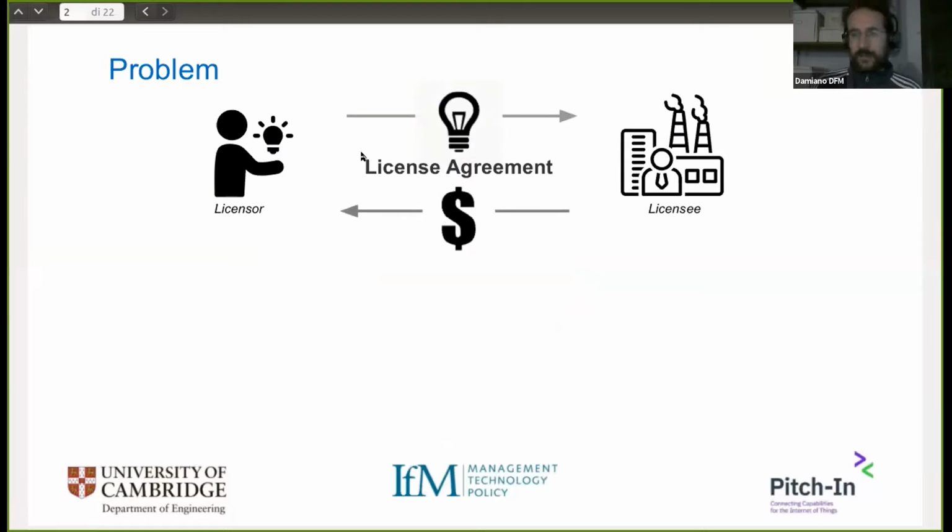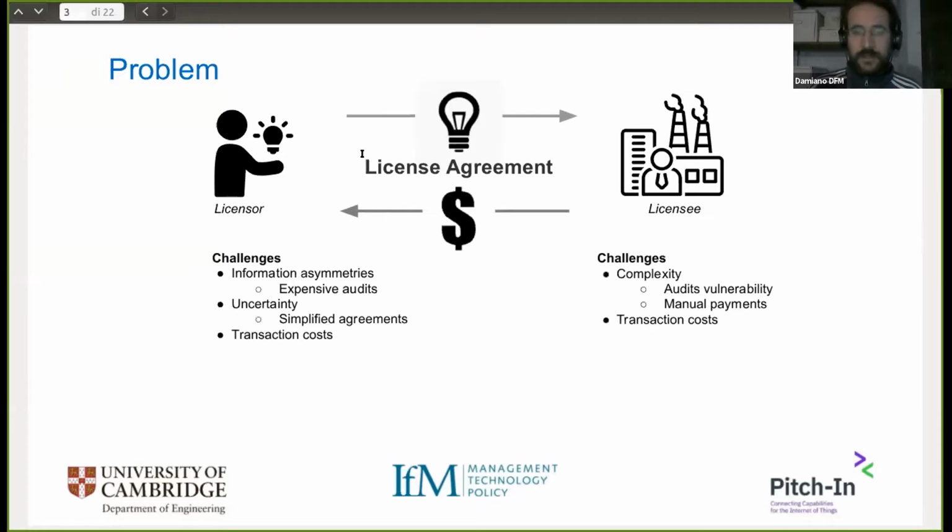ALPS is about license agreements. Of course, many of you probably are very familiar with license agreements. We have a licensor, which is the inventor, the creator that has a novel idea and wants to be remunerated for this idea by a licensee, which is the entity, so the company that uses such IP, such intellectual property, to build a device, and then of course sell the device, make money from it.